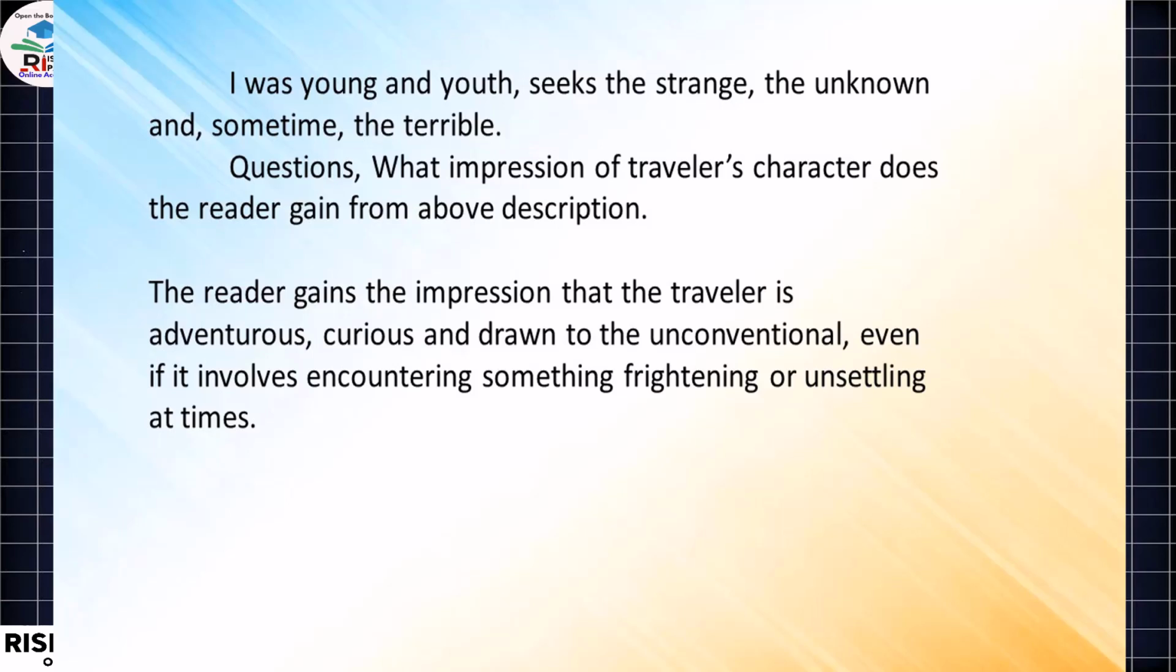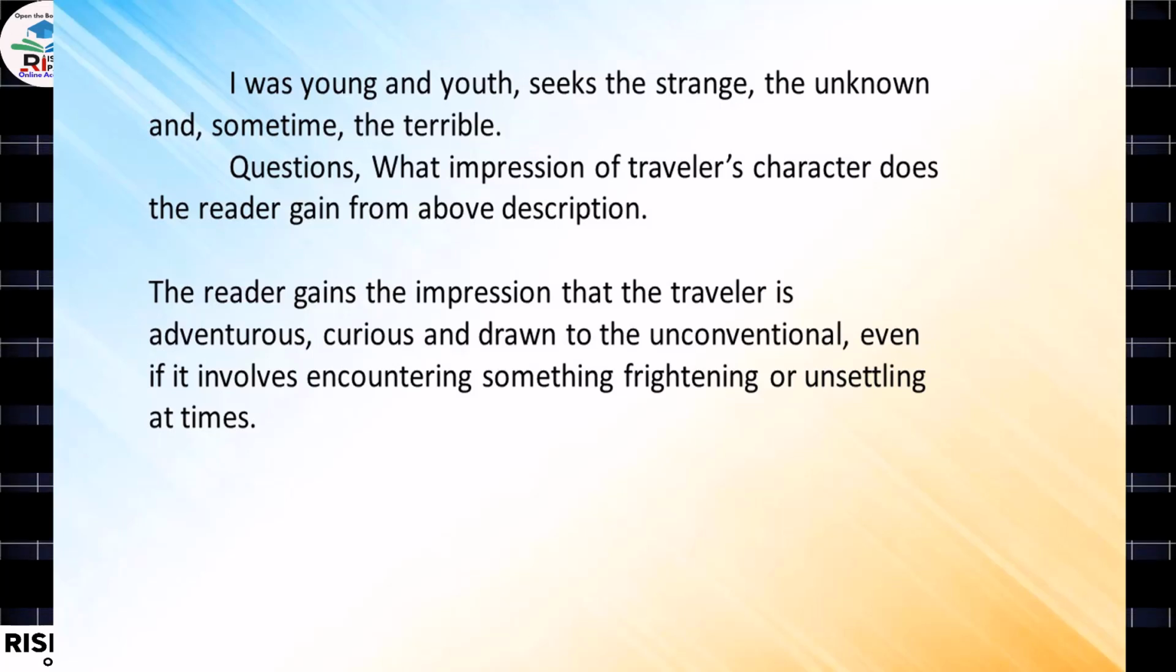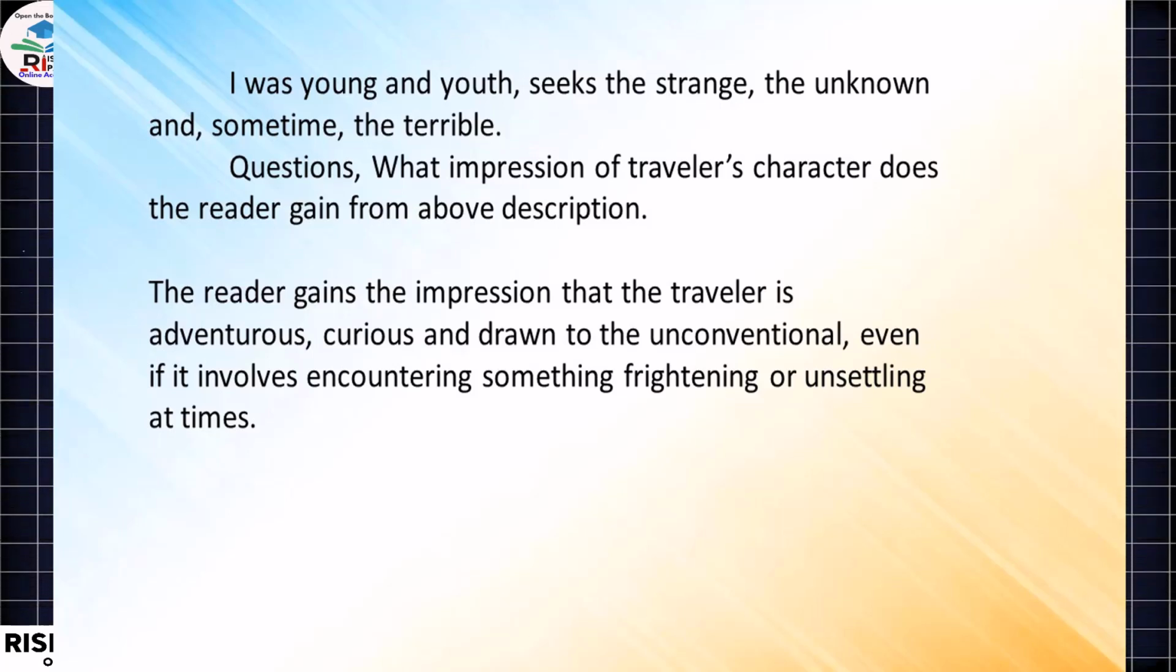So first make a quick note. The next step after underlining is to make quick notes, and then you are going to answer, because it would be having two marks. So one possible answer can be: the reader gains the impression that the traveler is adventurous, curious and drawn to the unconventional, even if it involves encountering something frightening or unsettling at times. So here we are going to focus on the traveler's character, that he is impulsive, thoughtless and also sometimes we can say fearless.